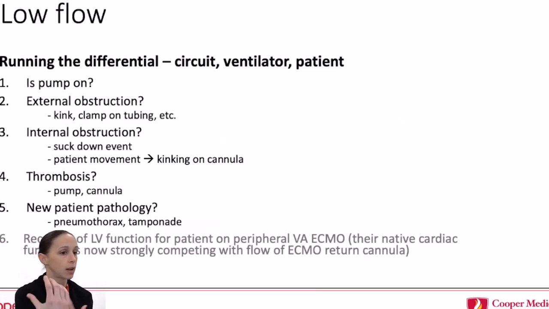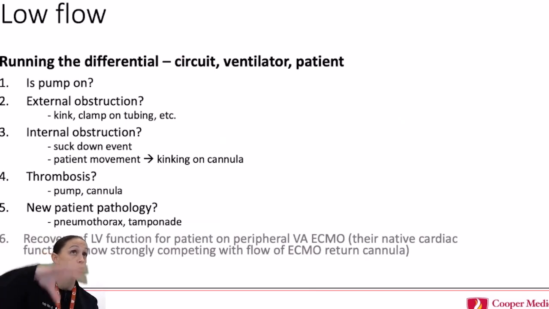So is it a clot within the cannula or the tubing? Do we think there is external compression, either from suck down events or thrombus in the patient's abdomen, or even thrombus within the cannula? All of these can increase resistance of the circuit and lower the flow, as can high intrathoracic pressures. So pneumothorax, those things can create low flow.